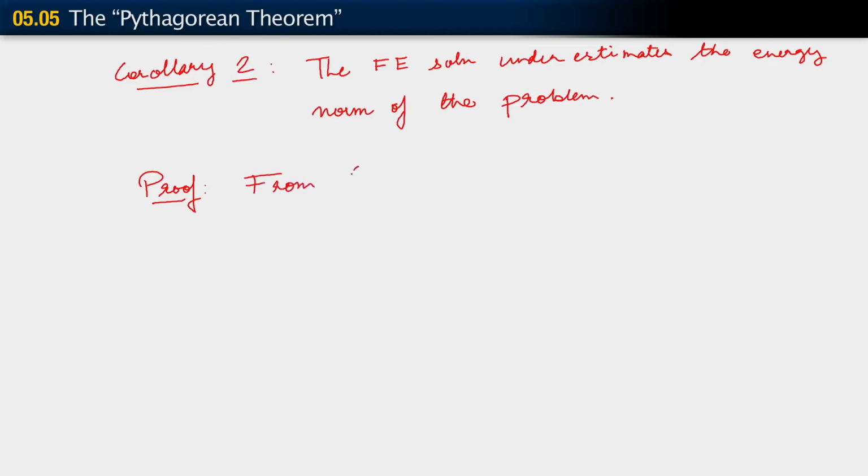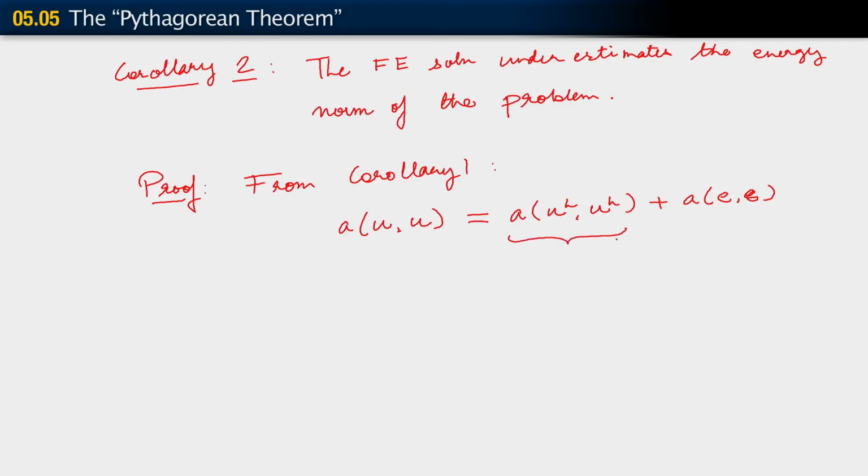From corollary 1, we see that A(u, u) equals A(u_h, u_h) plus A(e, e). Now, because of the nature of this bilinear form and the fact that it leads to an energy norm when we use the same function in both slots, we know that this is greater than or equal to 0, and so is this, right? This is a fact that we've remarked upon in the previous segment.